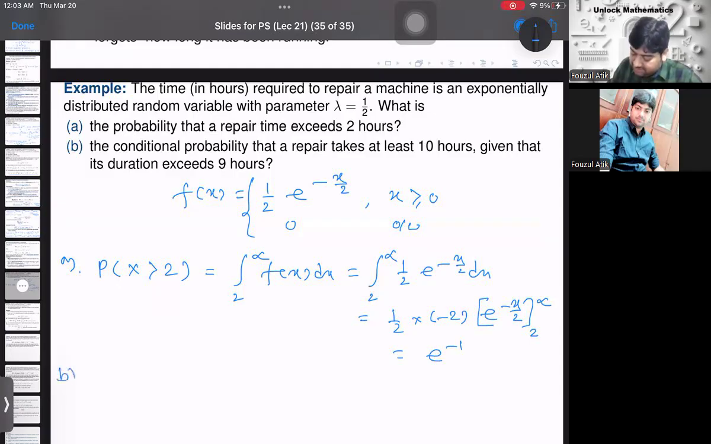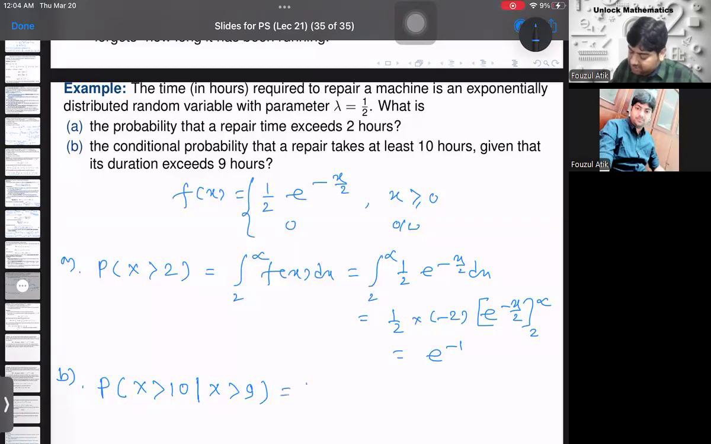Now the interesting part is the second one. What is the conditional probability that a repair takes at least 10 hours, given that its duration exceeds 9 hours? What does it mean? The conditional probability that a repair takes at least 10 hours, given that its duration exceeds 9 hours. That means the probability that x takes at least 10 hours, that means x is greater than 10, given that its duration exceeds 9 hours. That means x already crossed 9 hours. So you have to compute this conditional probability.